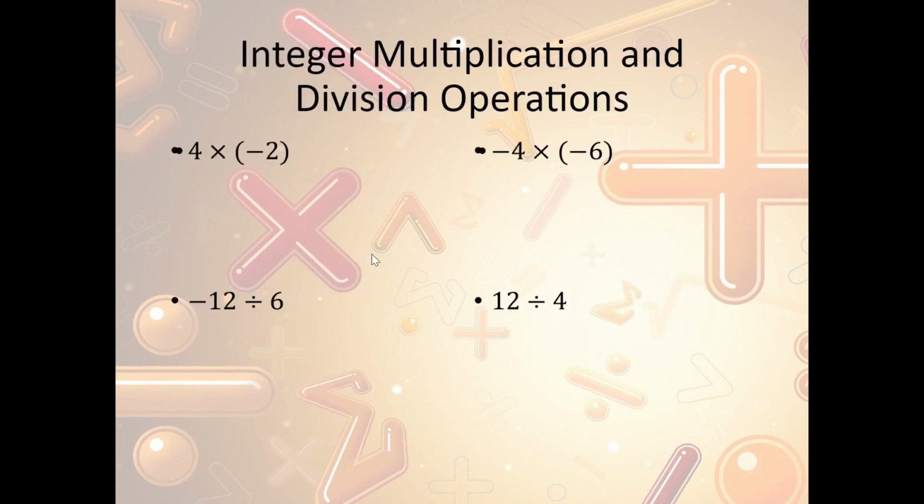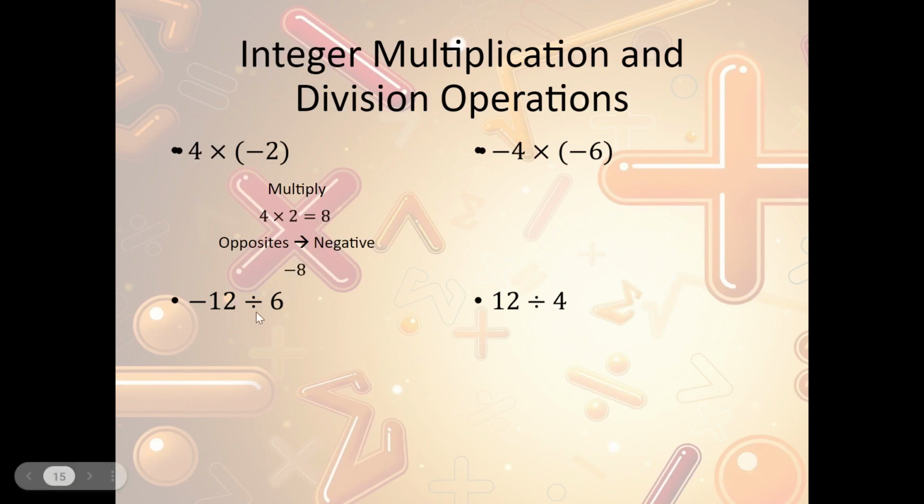We have 4 times negative 2. Well, we can see that this is positive and this is negative, so they have opposite signs. We're going to multiply them together. So 4 times 2 is 8. The signs are opposite, so we're going to make it negative, so this becomes negative 8.